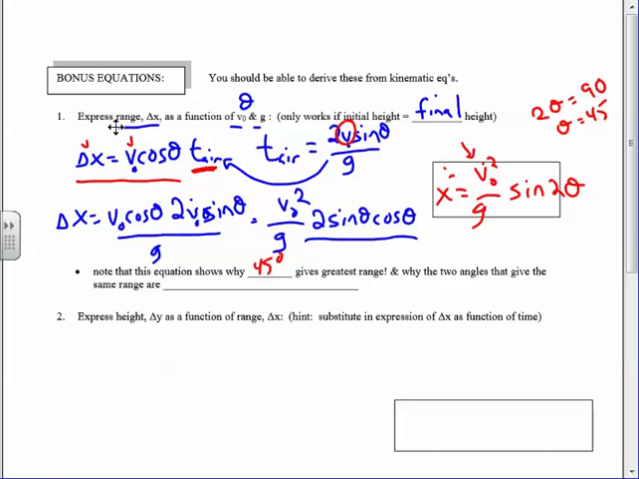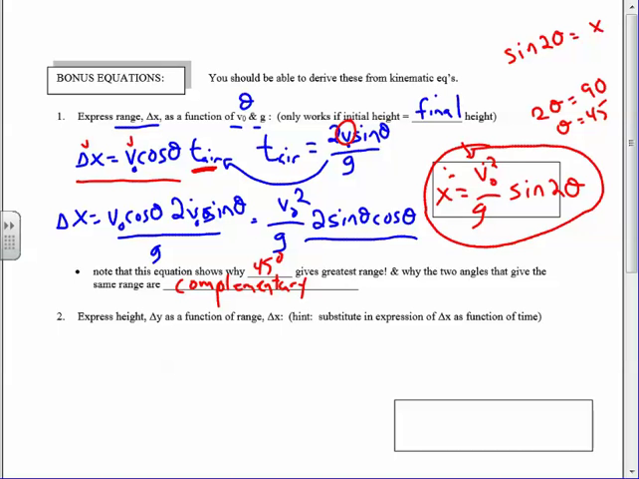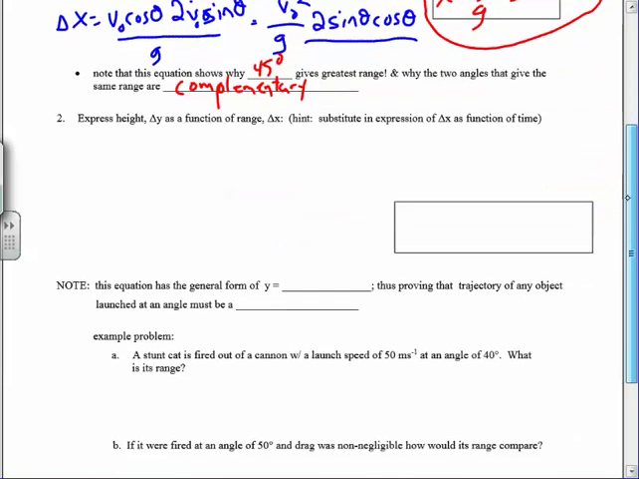And secondly, when I do sine of 2 theta equals some number, let's call it x, there are 2 solutions to that. And both those solutions are complements of each other. I'll leave it to the math people to show why that is, but that is where we see that 2 angles that give the same range are complementary. So this is a really nice equation, very, very useful. So we can go down here and do a problem.